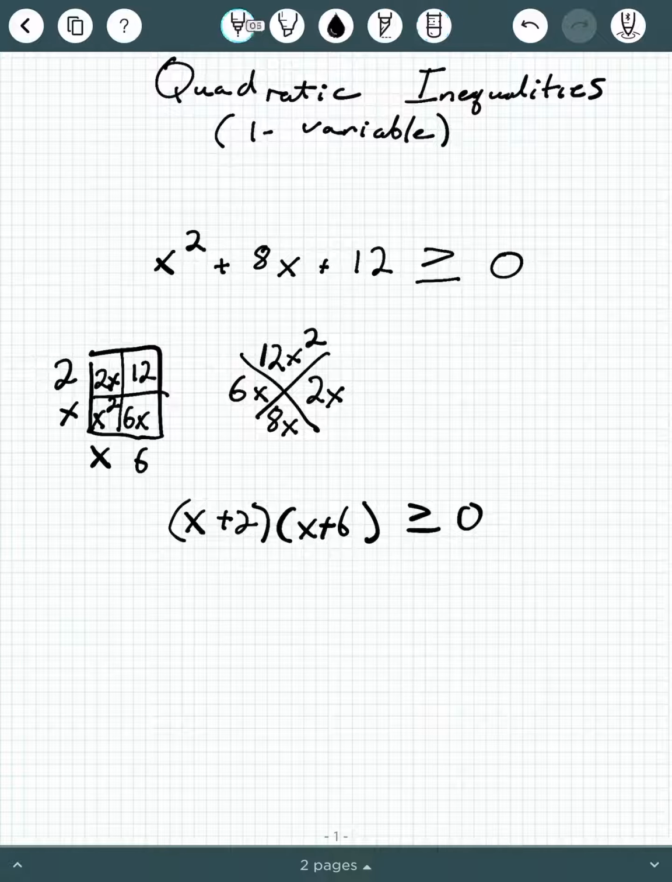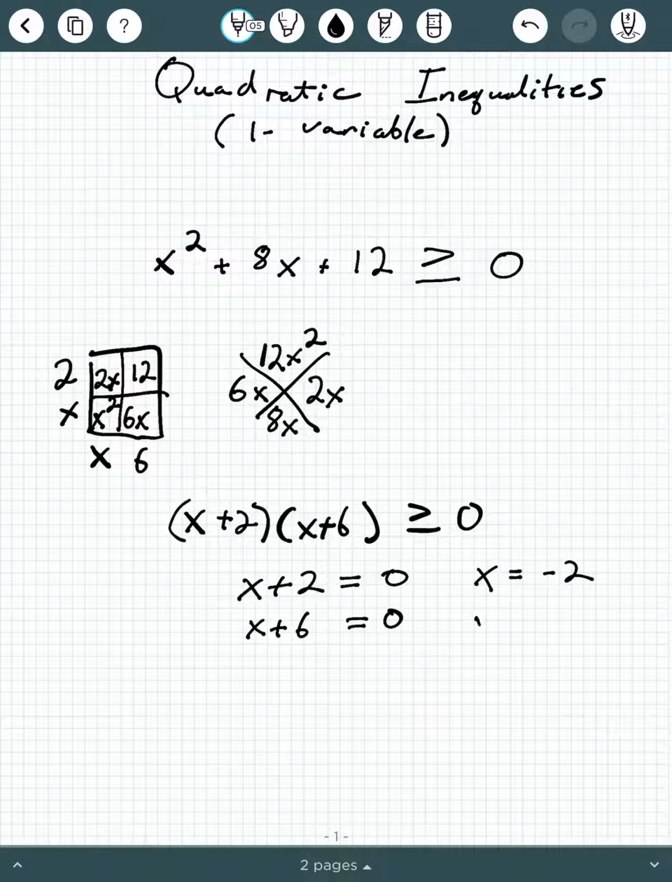All right, now that we have those, we can still rely on the zero product property to tell us the values of x that would make this equal to 0. And remember, those are our boundary points. Even though it's an inequality, we solve it like an equation to get the boundary points on our number line. So x plus 2 equals 0, and also x plus 6 equals 0. That means that x is equal to negative 2, and x is equal to negative 6.